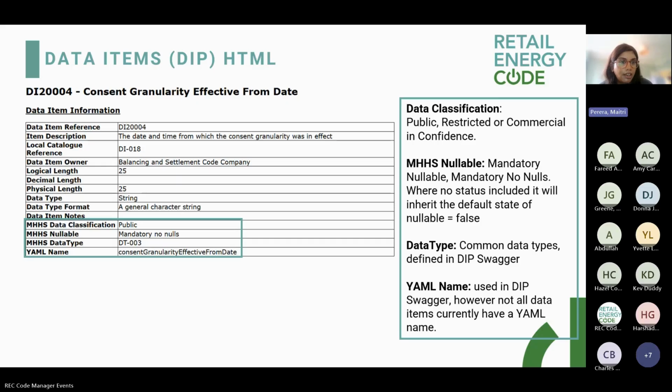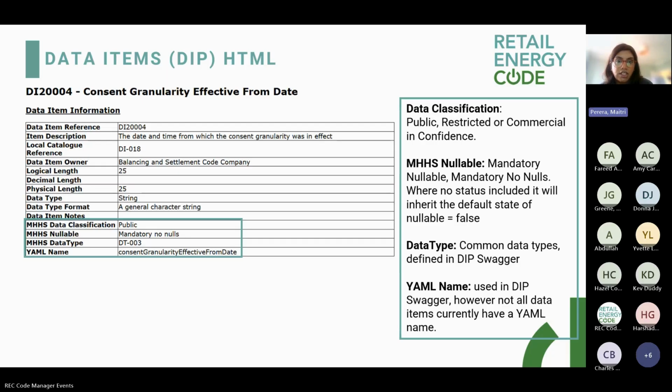So just having a look here, we're going to look at the data items in HTML format for DIP messages. The example shown is DI 20004, which represents consent granularity effective from date. This includes details such as the item description, logical and physical length, data type, and owner. New MHHS attributes are highlighted here.